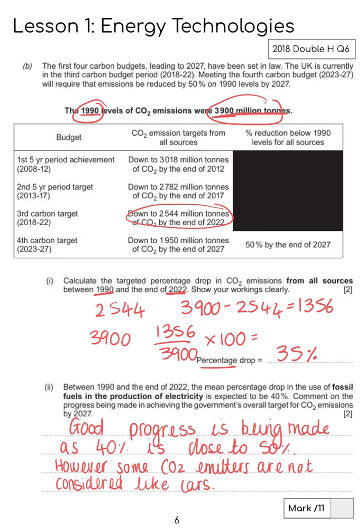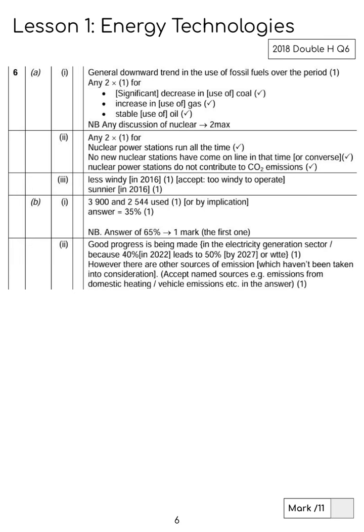So it's saying comment on that progress. So you want to say it's good progress because 40% is getting close to 50%, but obviously it's not quite there. However, you might want to consider that some things have not been factored into this. So it's talking about the fossil fuels and what CO2 they produce, but it's not talked about things like heating in houses that produces CO2, and I've specifically mentioned cars in that answer. And here's a screenshot of the mark scheme for that question, so you can see exactly where the marks are.